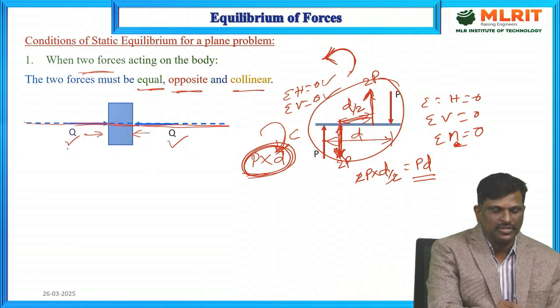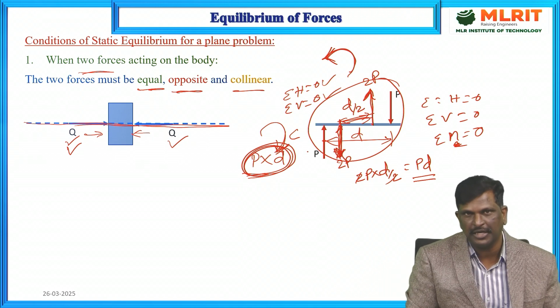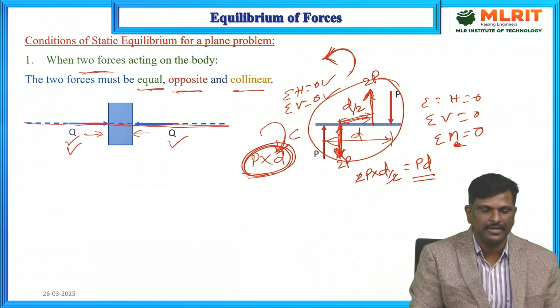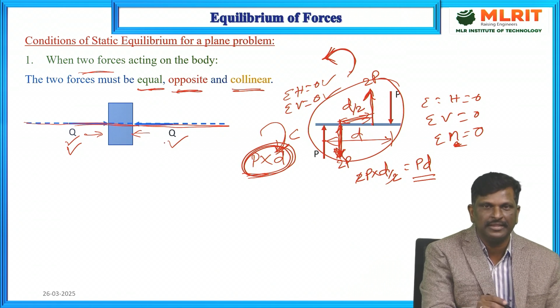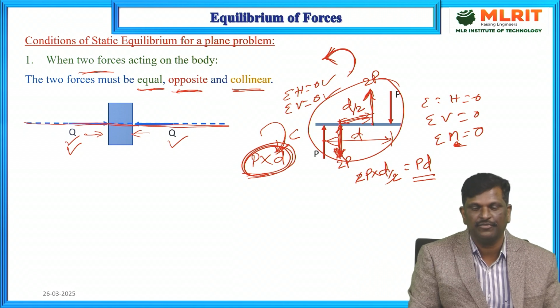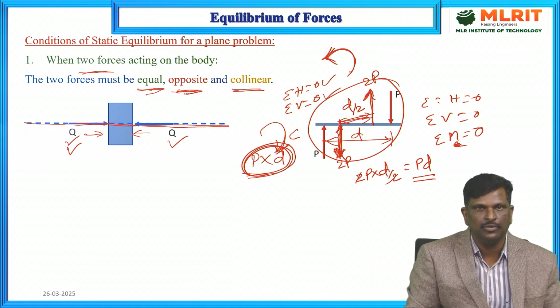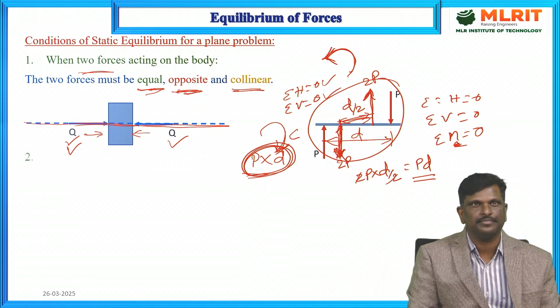A single force cannot keep the body under equilibrium. A couple cannot keep the body under equilibrium. When a single force is acting, we require an equal, opposite, collinear force to bring the system into equilibrium. When a single couple is acting, we require an equal, opposite couple to bring the system or body to static equilibrium.